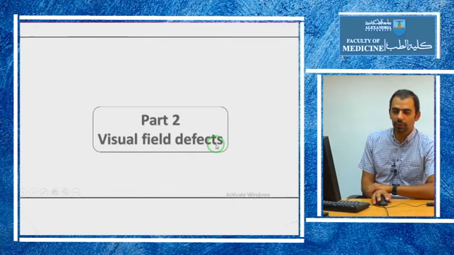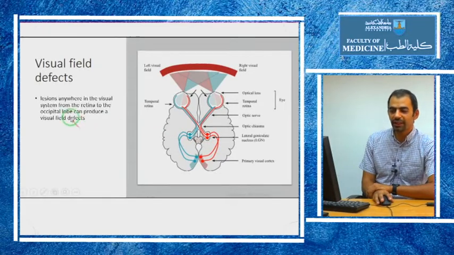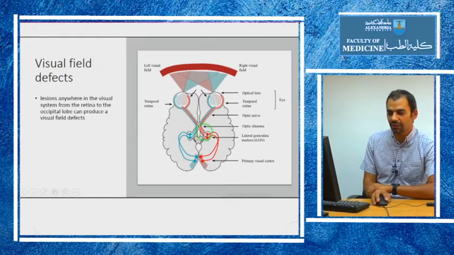Now we will move to the second part of the lecture, which is the common neurological visual field defects. Any lesion anywhere in the visual system, from the retina to the occipital lobe, can produce visual field defects. As we know, the visual pathway involves the retina and then the optic nerve, and then in the optic chiasm the nasal fibers cross to the contralateral optic tract, while the temporal fibers remain in the ipsilateral optic tract. The optic tract carries the temporal fibers of the ipsilateral eye and the nasal fibers of the contralateral eye, and then it goes to the lateral geniculate body and then the optic radiation to the occipital cortex.